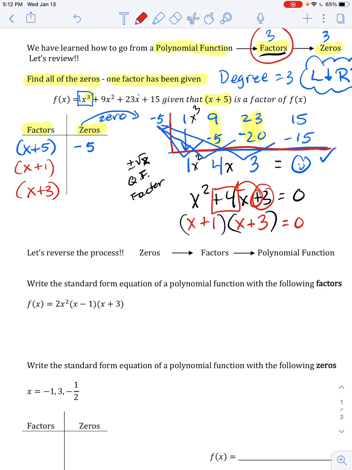So then from there, I'm able to say, okay, if these are my 3 factors, which is what I expected to get, then -1 is going to be another of my zeros, and -3 is going to be another of my zeros. Now I have my 3 zeros.